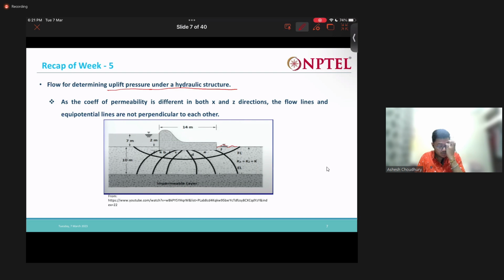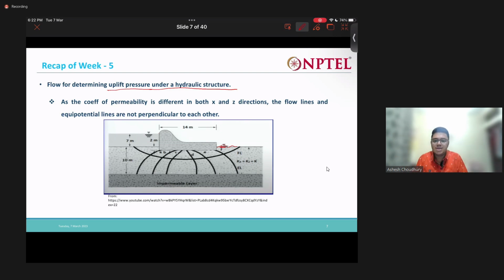Sometimes the soil starts getting eroded from this part, the tailing part. Due to this erosion, a channel is formed, which gives easy passage to water.